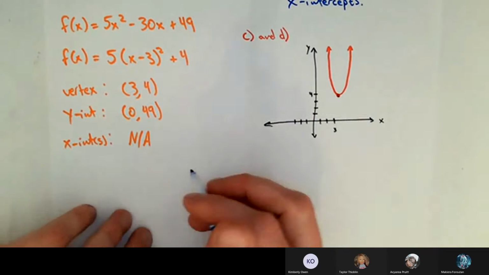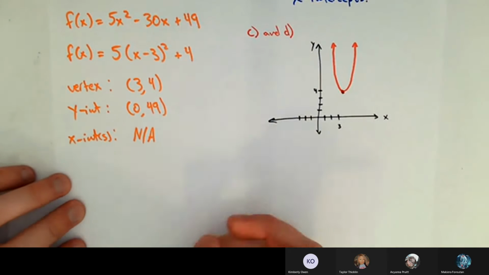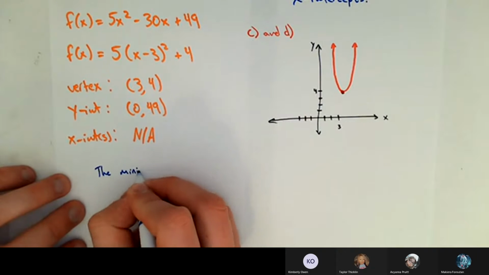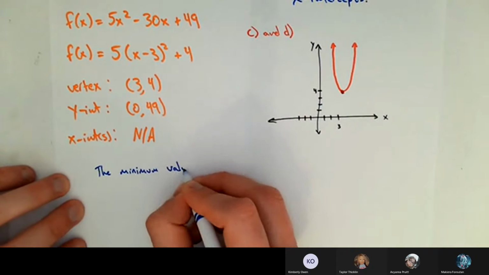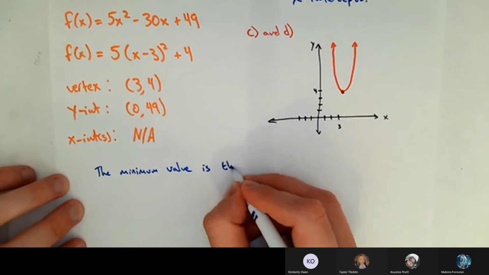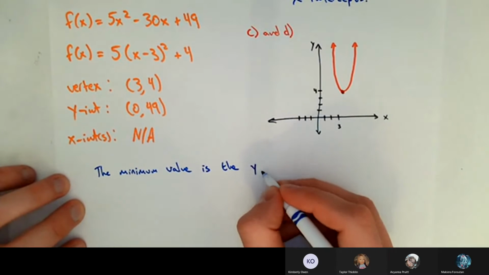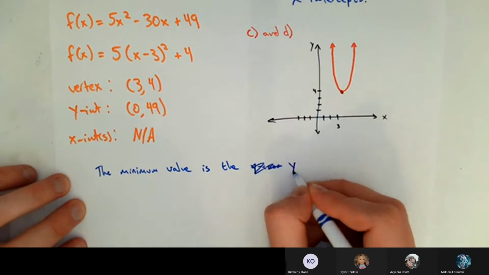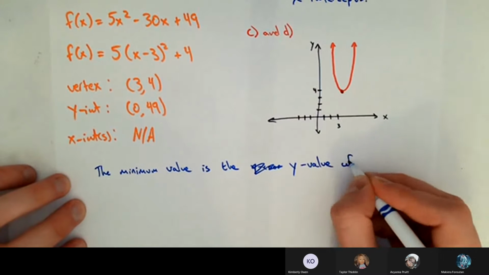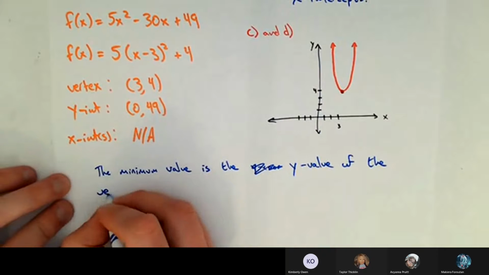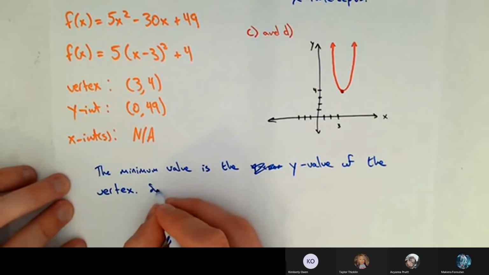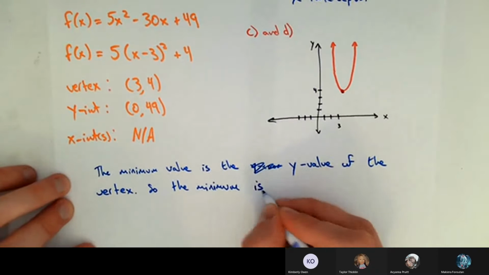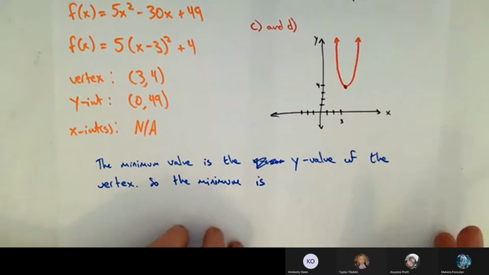So let's see. I'm going to start over here. The minimum value is the y value of the vertex. Let's just say it like that. So the minimum is, now how can we write this with function notation?